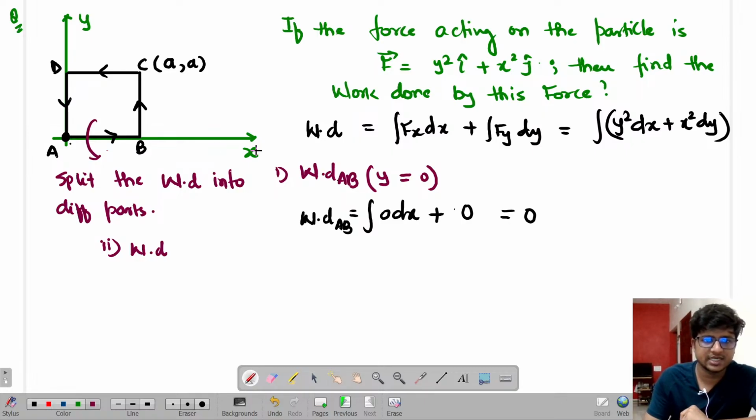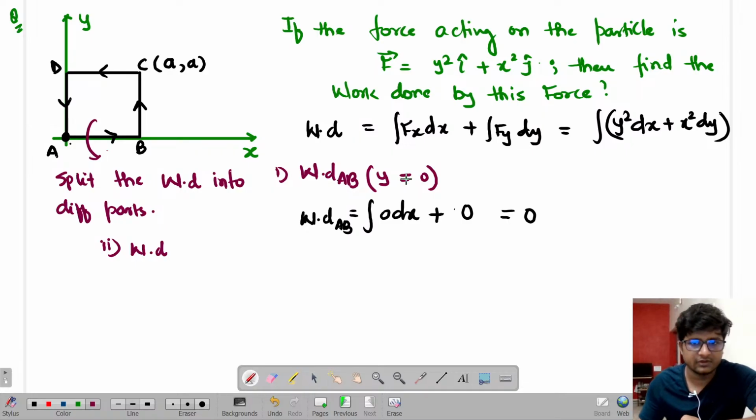Is it parallel to the x axis or not? And it started from the origin, so what will the y value be here? 0. Understood? It's parallel to the x-axis and it's starting from here, so its y value will be how much? 0 over here. It's starting from the origin.